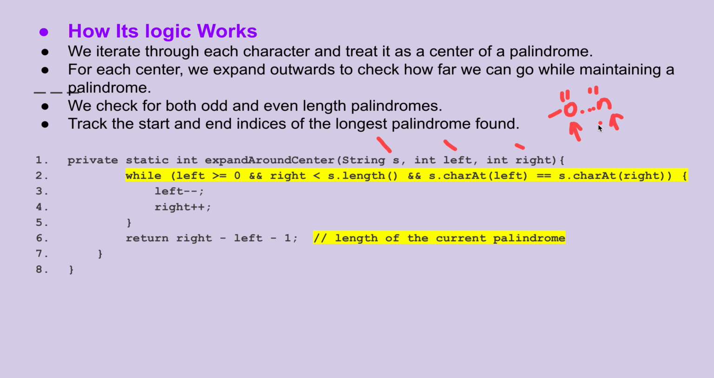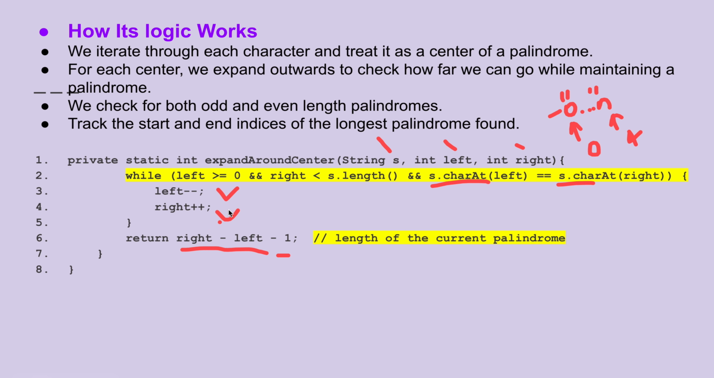So if we take both the left character and right character, and both are the same, it means we have to expand our center. As we can say, we have to expand the palindrome, and for that we are doing left minus minus and right plus plus, correct? Then you will return right minus left. Let's suppose this is 4 and this is at 0. So 4 minus 0 is 4, and then we do minus 1, so we will get 3. Like that we have to find.